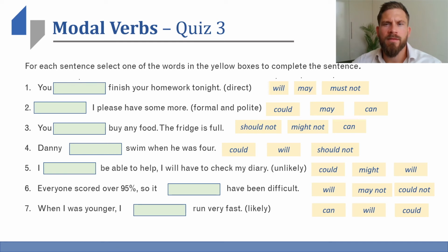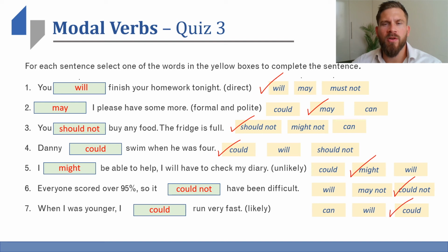Question 1 is will. Great job. Question 2 is may. Question 3 is should not, our negative. Question 4 is could. Question 5 is might. Question 6 is could not. And question 7 is could. Excellent, great job. I hope you got 7 out of 7.